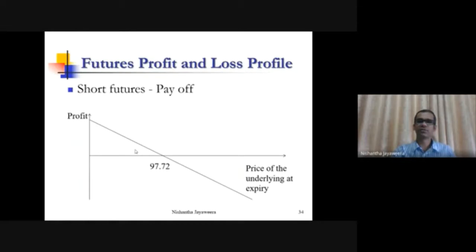Still, the output is the same. So it's a linear relationship. Profit or loss would change on a one-to-one basis with the change in the price of the underlying. But remember, this linear relationship prevails only at the expiry. Depending on the price at the expiry, your profit or loss would be decided. But before the expiry, it's not a linear relationship due to the time value concept.